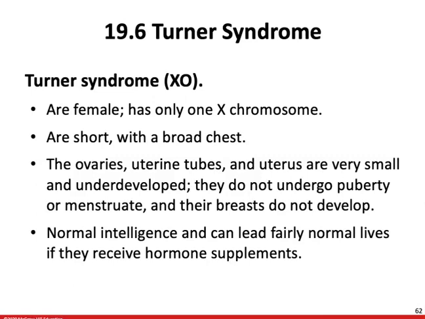They tend to be shorter with a broad chest. The ovaries, uterine tubes, and uterus tend to be very small and underdeveloped. They typically do not undergo puberty or menstruate. Breasts tend to not develop. However, the individual will be of normal intelligence and can lead a fairly normal life if they receive hormone supplements to help compensate for those missing hormones.